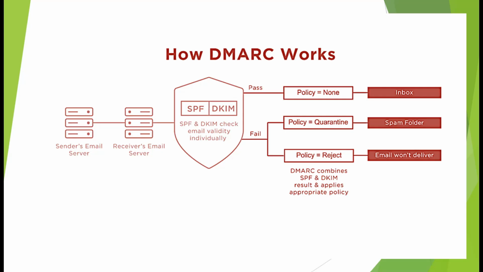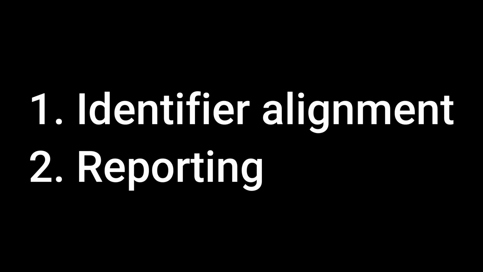How DMARC works. First, we publish the DMARC record in our DNS provider, and then we send the email to the recipient. The recipient exchange server checks for the DMARC record in our domain's DNS provider, fetches the record, and sees what rule we have set up for the SPF and the DKIM value. If one of them passes, then the email will be delivered to their inbox. And there are two major aspects of DMARC: one is identifier alignment, and the second is reporting.